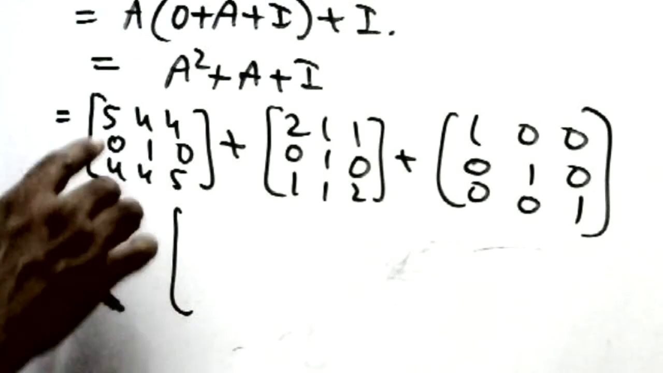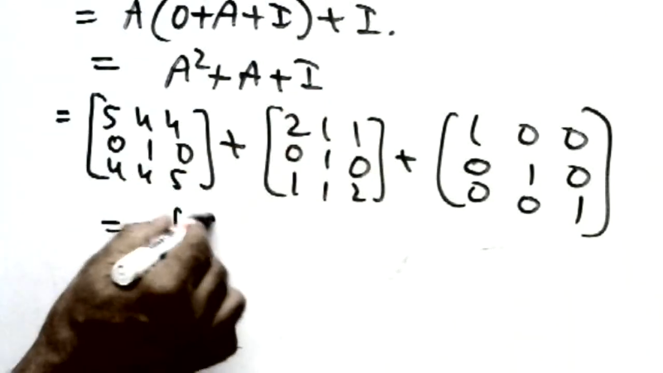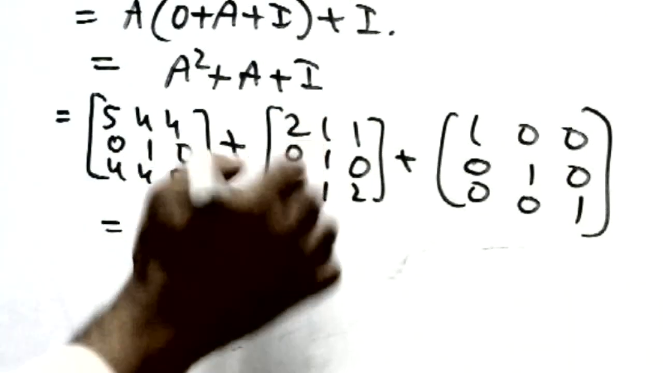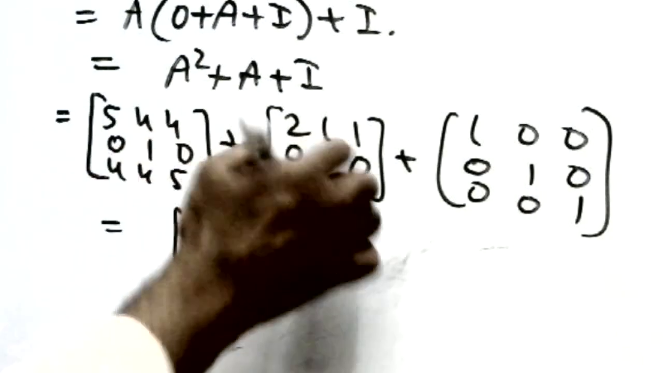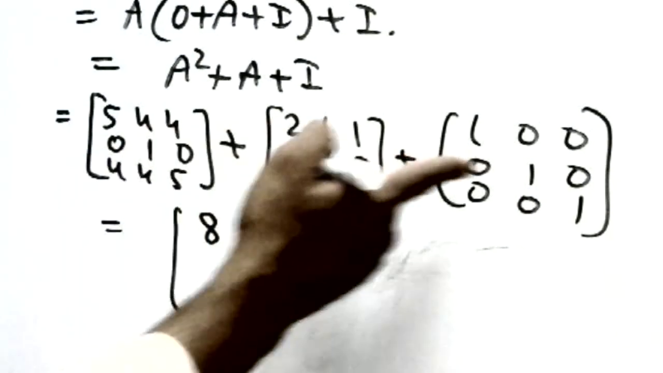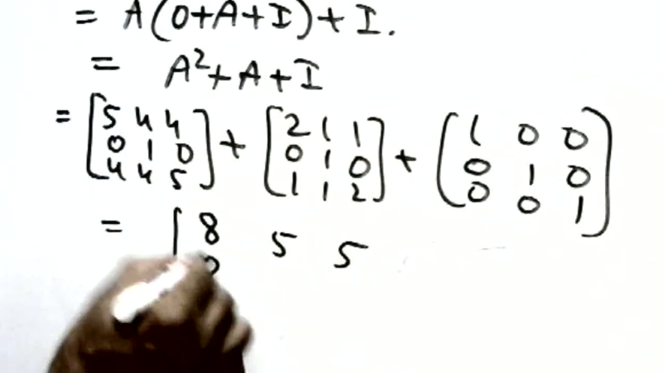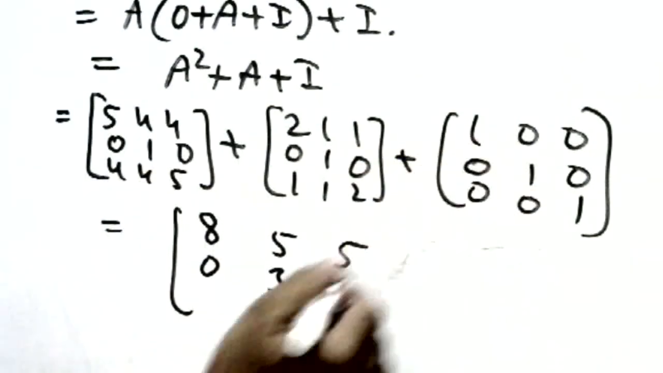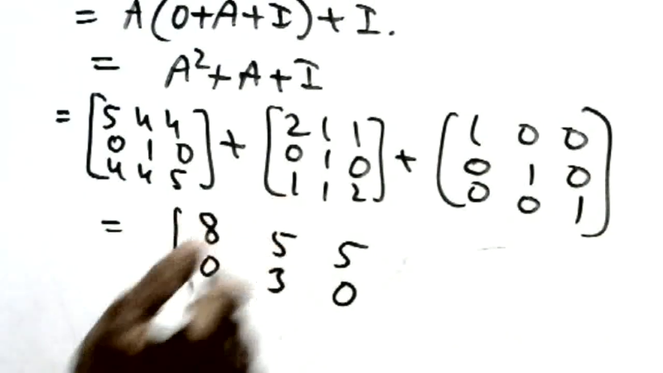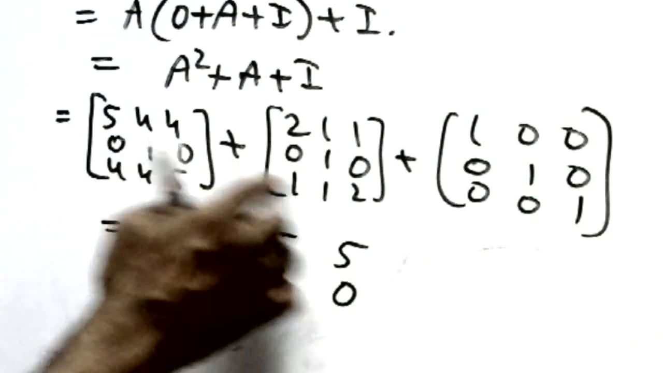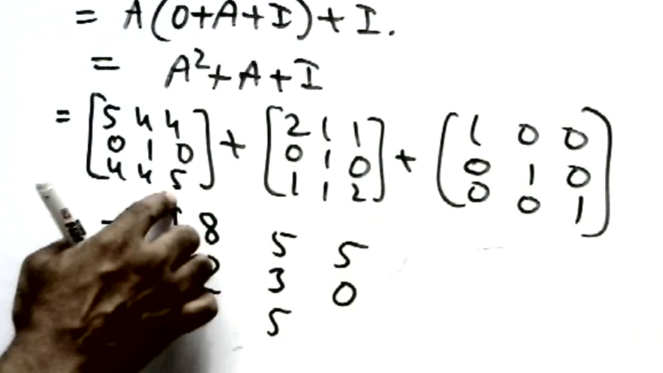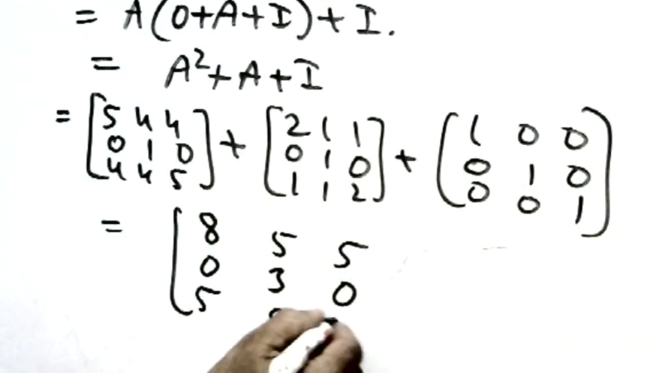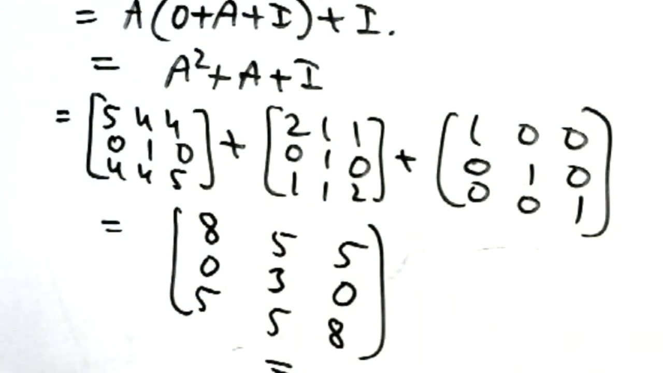Now let me just add the corresponding terms. 5 plus 2 is 7, plus 1 is 8. 4 plus 1 is 5, plus 0 is 5. 0, 0, 0 remains 0. 1 plus 1 is 2, 2 plus 1 is 3. 0 plus 0 plus 0 remains 0. 4 plus 1 is 5. 5 plus 2 is 7, plus 1 is 8. So we got this value.